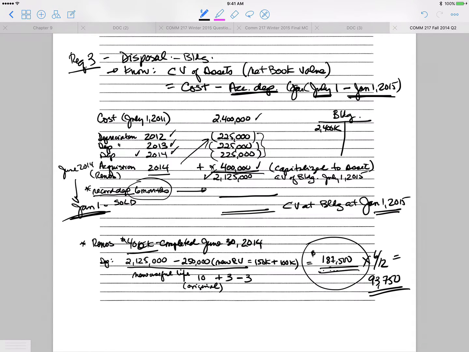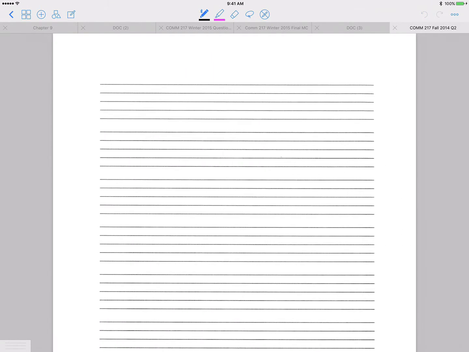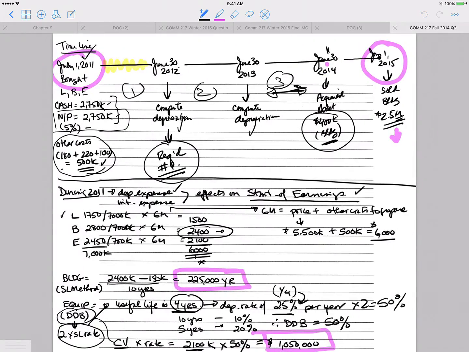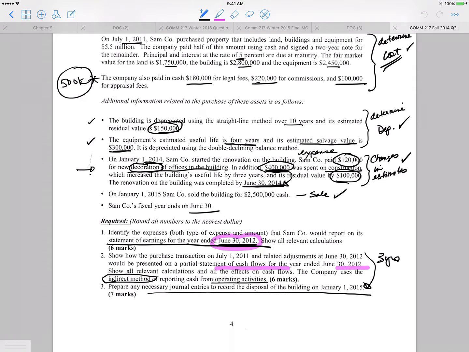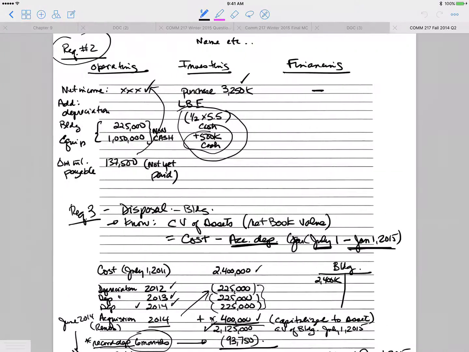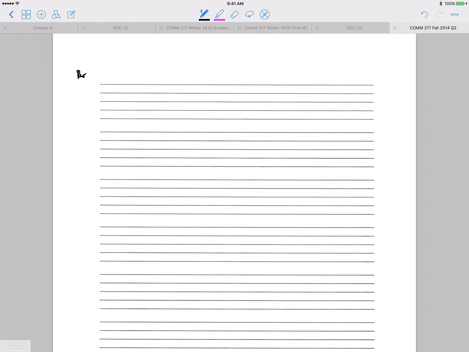So the depreciation for 6 months, we just computed it here, would be $93,750. Okay, so the carrying value on the date of sale would be $2,125,000 less $93,750. So our carrying amount that we're going to use to compute the gain or loss on the sale is $2,031,250. Okay, so now we have everything we need. And let's go back to the required to see what they are asking for again. Journal entries to record the disposal on the building. Okay, so required number 3.